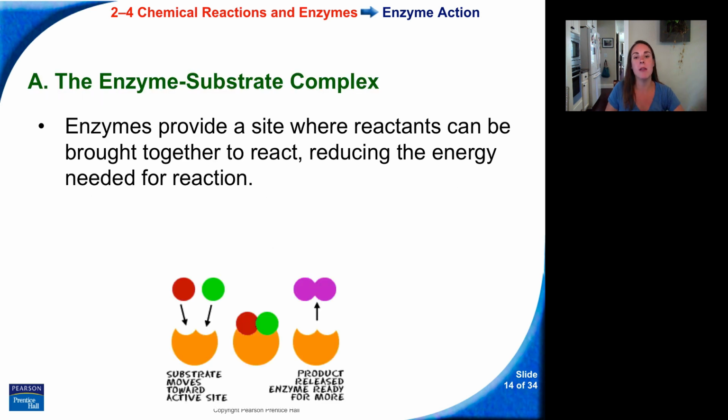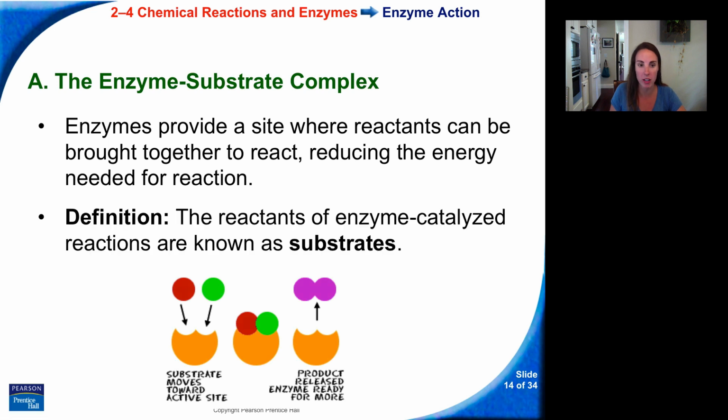So this is called the enzyme-substrate complex. Enzymes provide a site where reactants can be brought together to react, reducing the energy needed for the reaction. The reactants of enzyme-catalyzed reactions are known as substrates. So reactants are the same thing as substrates. When you hear substrates, it's just a reactant. So here is the enzyme. Here are the reactants, or the substrates. They are brought together by the enzyme so that the reaction can occur. Those won't spontaneously react with each other, but when you have the enzyme come in, it can help the reactants react with each other.